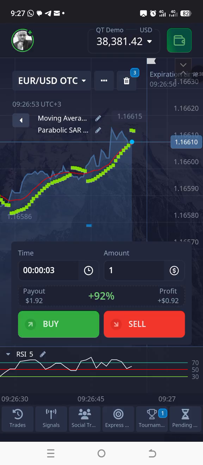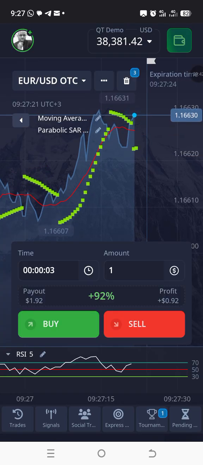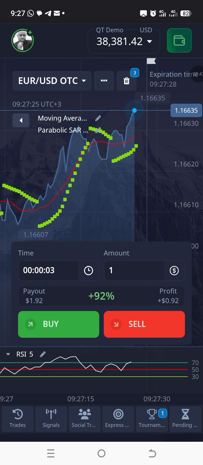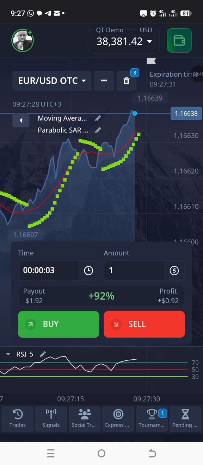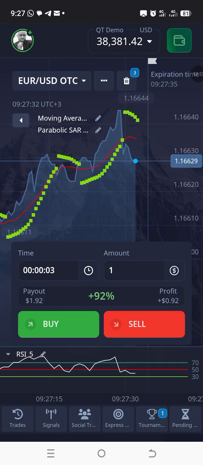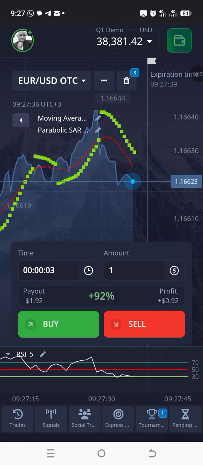So if you have 500, always trade with $1. If you have 1,000, trade between $1 to $5. If you have 2,000, you can now increase the stake to 10. So you will reach your target very fast, but you also need to have enough capital.